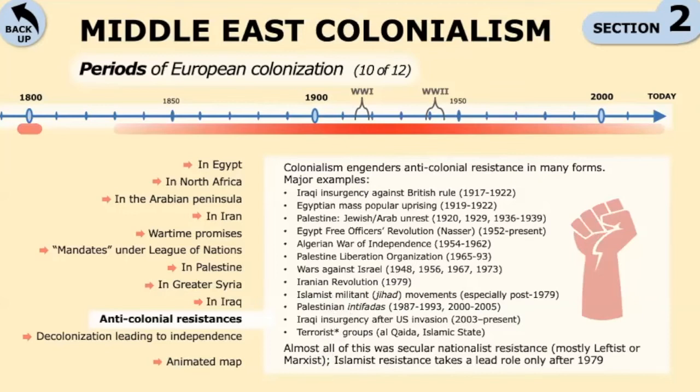I do want to point out here an interesting note. Almost all of this resistance over this whole period was secular nationalist resistance, mostly leftist or Marxist. The Islamist resistance really only takes a lead role after 1979. It's interesting to point out because today we think so many of the political movements, the political parties, and the resistance has this Islamist overtone. Well, that's a relatively new feature. Okay, so let's go forward once more.